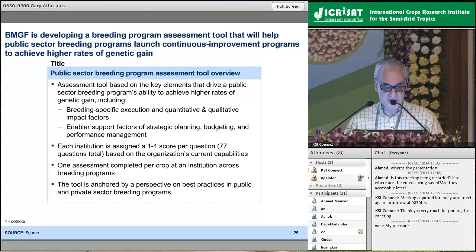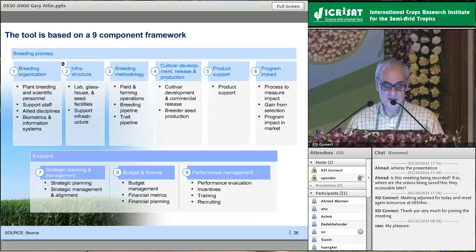It covers areas including breeding program organization, infrastructure, field breeding methodology, plans for cultivar development and commercialization, support for the product once it's released, measurement of impact of the program, strategic planning and management, including breeding goals, budget management for performance, and staff and team performance evaluation.